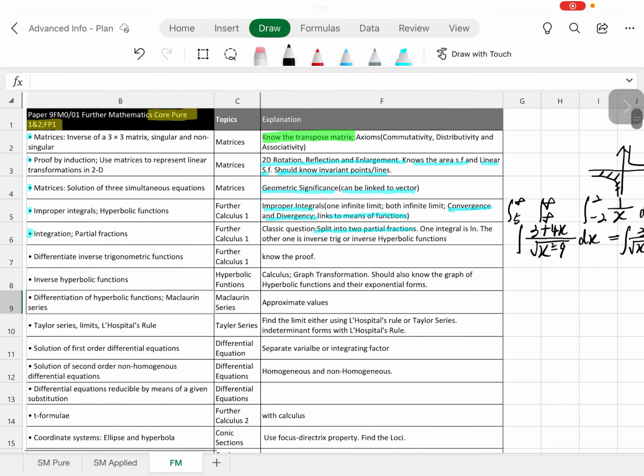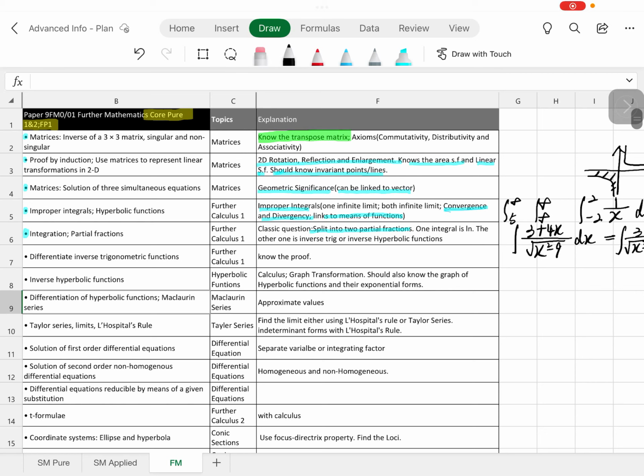Now we come back to the bullet points. Next one would be, yes, so can you differentiate inverse trig? Do you know the proof? I think very likely they will ask you in part A to prove the derivative of inverse trig functions, and then part B, use it. So knowing the proof is quite important.